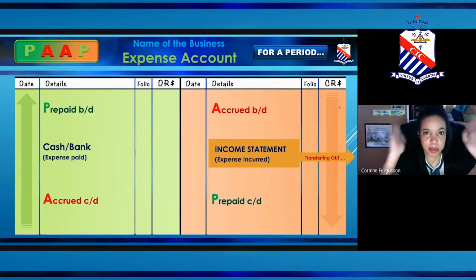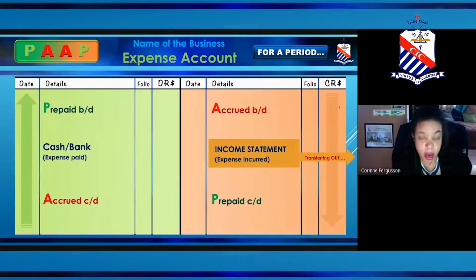Back to the present, we're back to the expense account. Once you learn your expense account, you know your revenue account because you just switch, right? So pay particular attention to learning this one, and then you will be able to get the revenue account really, really easy. Okay, so once again, last time, PAAP with cash and bank in the middle. Every single time you pay whatever the expense is, it goes on this side, and the income statement is usually the last figure that you do.